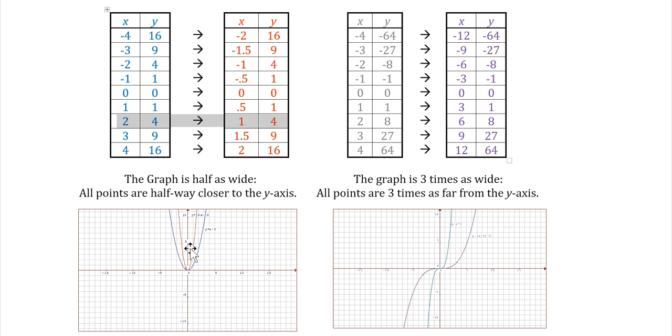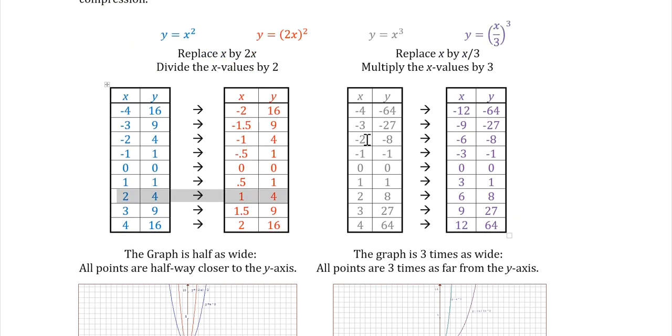Notice that that's brought halfway closer to the y-axis, halfway closer to x equals 0. That happens all the way up and down this graph. So what's happening is this graph is now the same height, but it is half as wide. If this was stopped at some point, say if it didn't go beyond 16, then this one would also not go above 16 on the y's, but it would be half as wide.